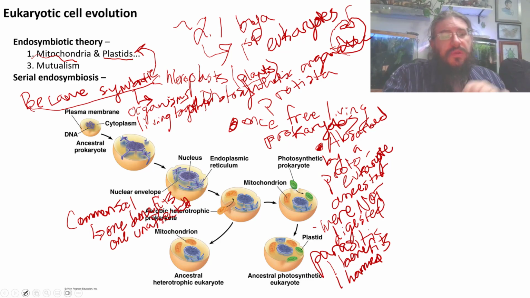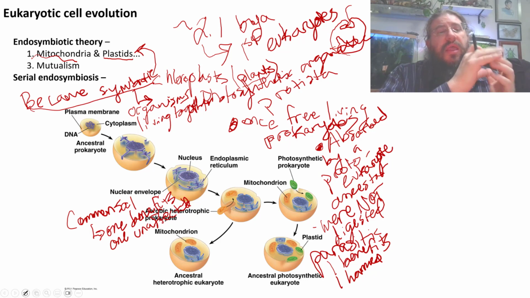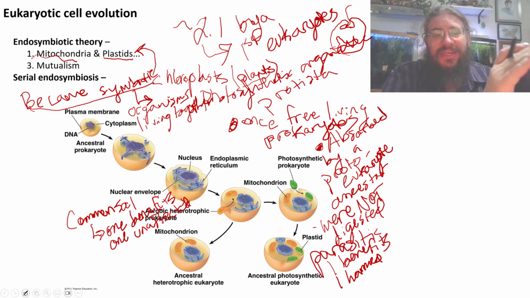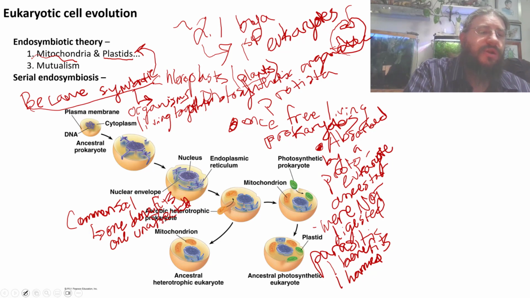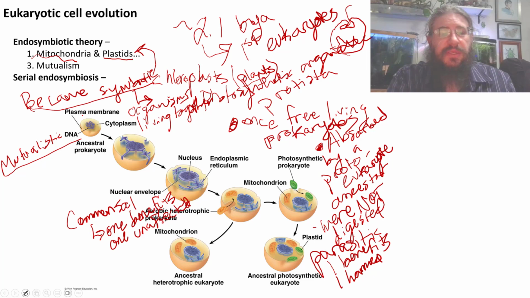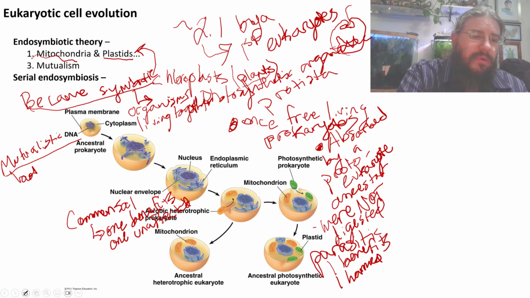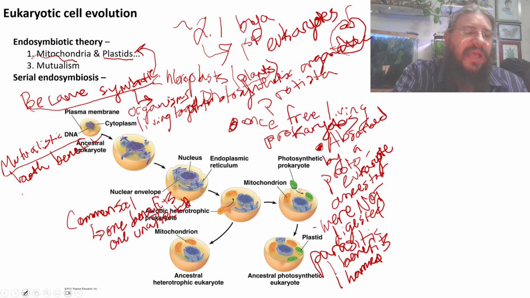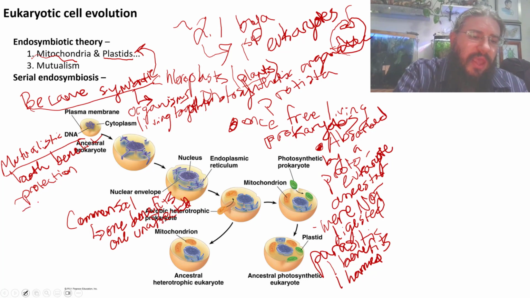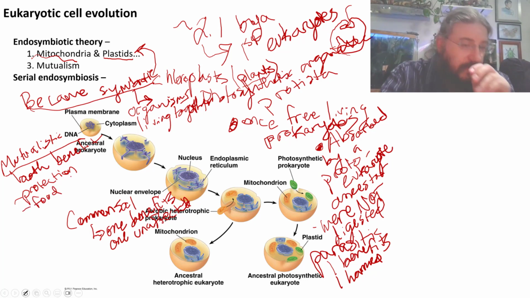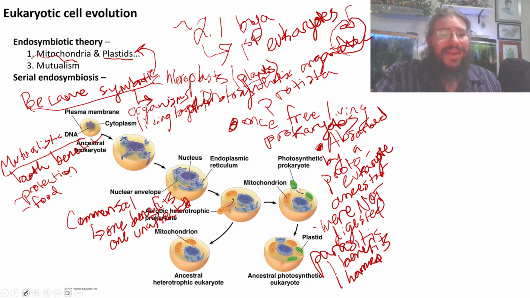And this brings us to the third option, the one that we saw when mitochondria and plastids were not digested and instead became symbiotic. They entered into a mutualistic relationship. Mutualistic. Both benefit. In this case, the mitochondria and plastids gained protection. They gained food, right? So they were fed, they were protected, right?